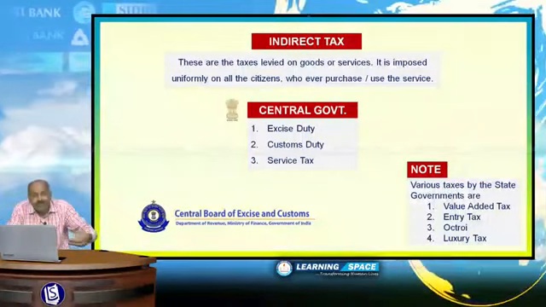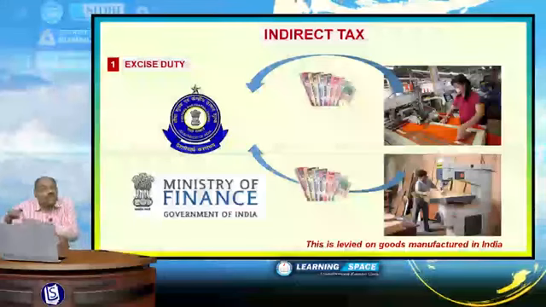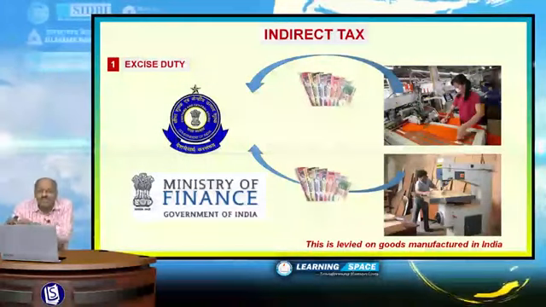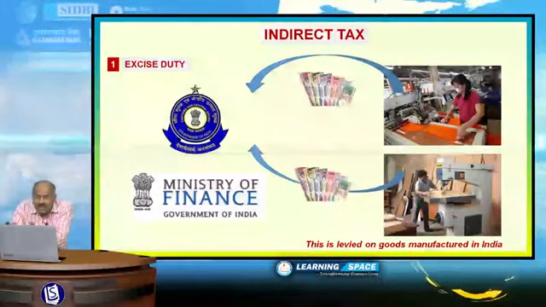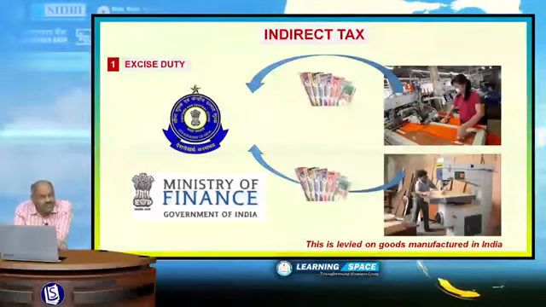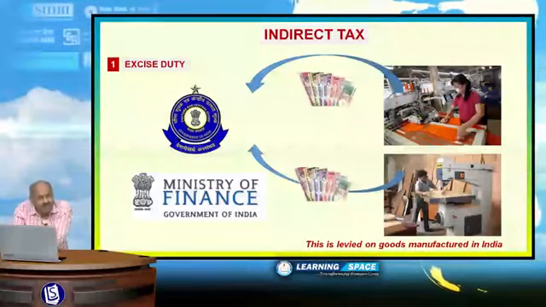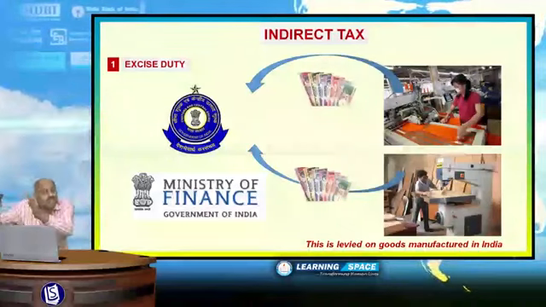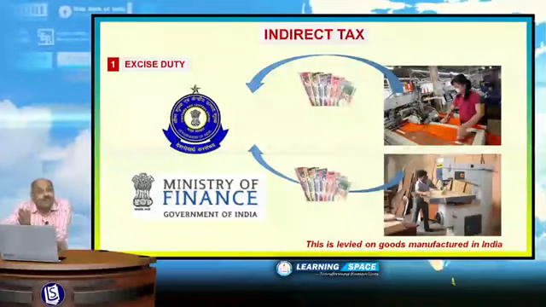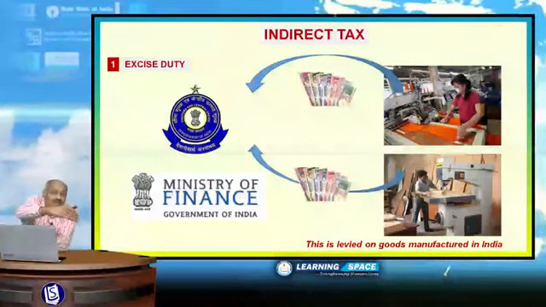If you look at indirect taxes, excise duty. What is excise duty? When something is manufactured, if some toothpaste is manufactured, if some mobile phone is manufactured, if some Pond's powder is manufactured, on the manufactured goods, the companies pay excise duty to the government.